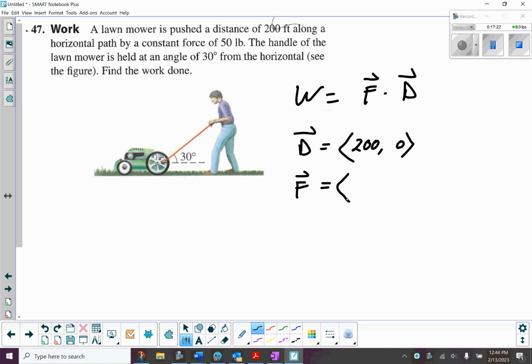All right, so then, our force vector here, there's an angle involved of 30 degrees from the horizontal. Now again, we have a vector where this person is pushing down this way and the distance going this way. So that 30 degrees is the included angle, exactly what we need. So my horizontal component, the A part here, is 50 times the cosine of 30 degrees. The vertical is going to be 50 times the sine of 30 degrees.